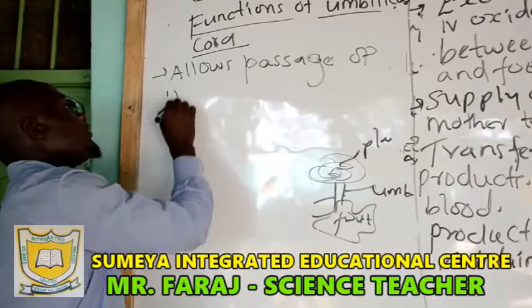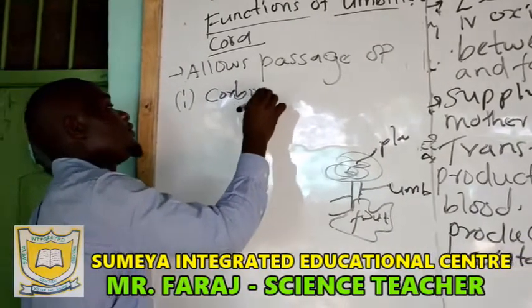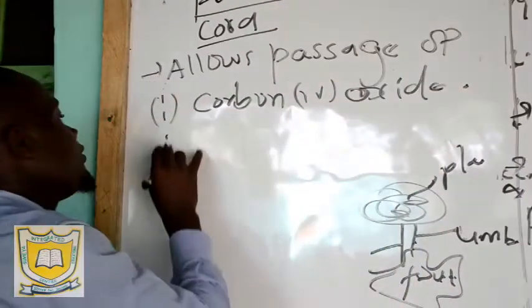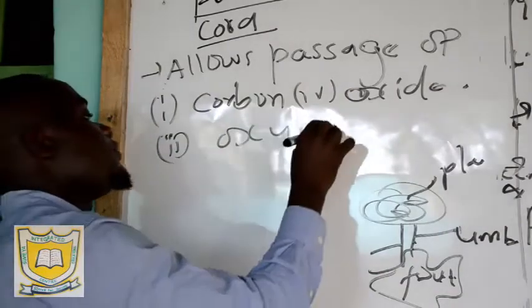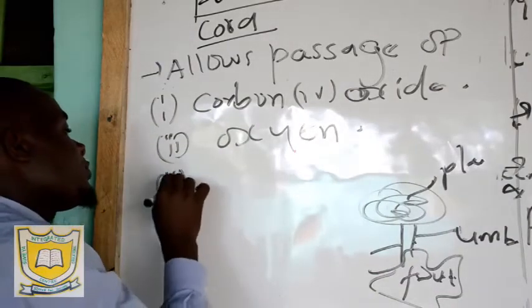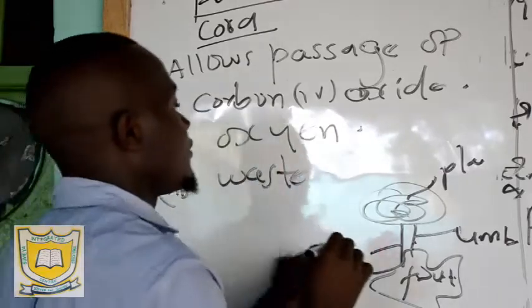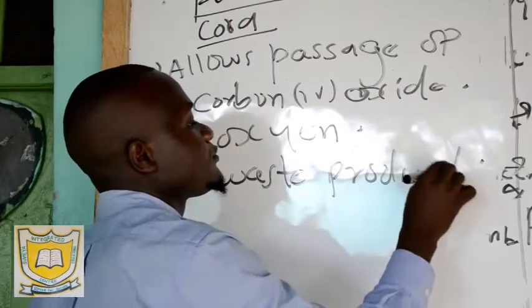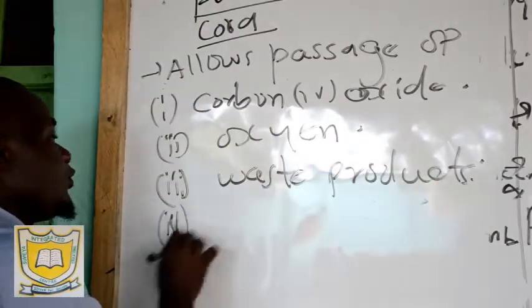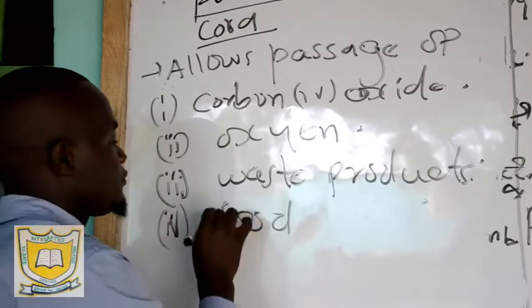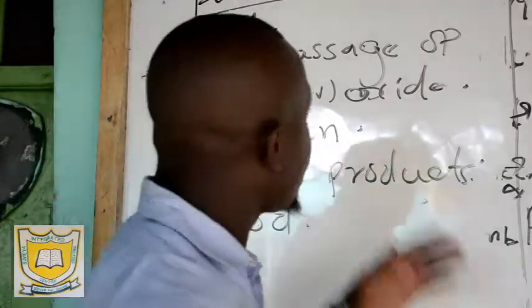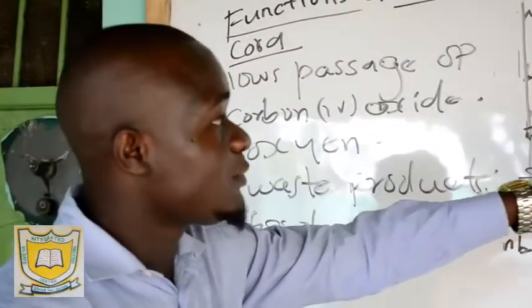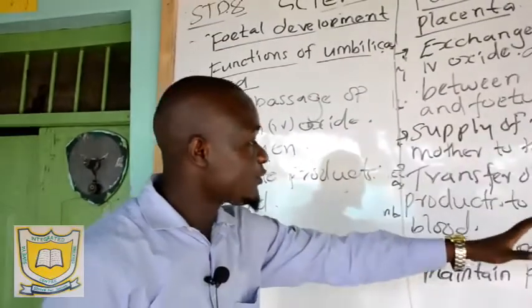Number 1, carbon dioxide. Number 2, oxygen. Number 3, we talk of waste products. Number 4, we talk of food. Now, we said the placenta does exchange of carbon dioxide and oxygen. We talked of the supply of food. We talked of transfer of waste products.